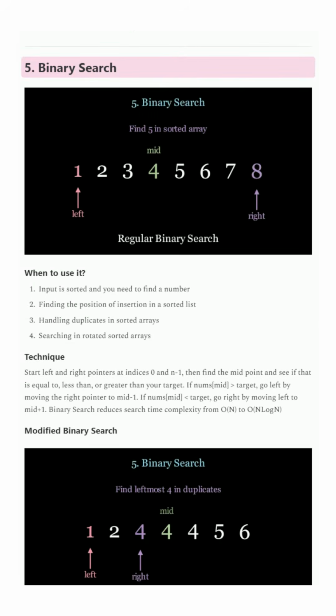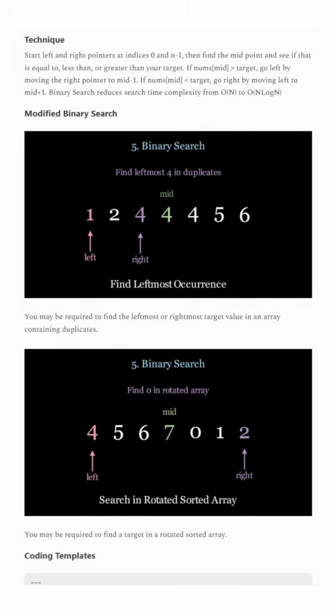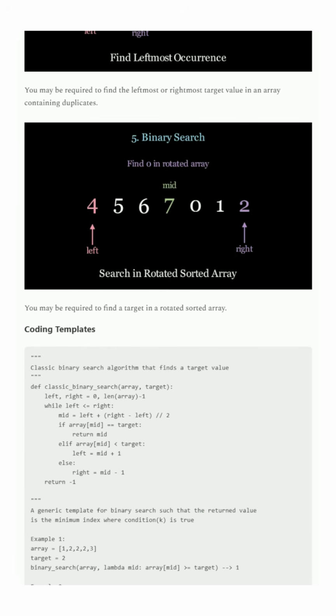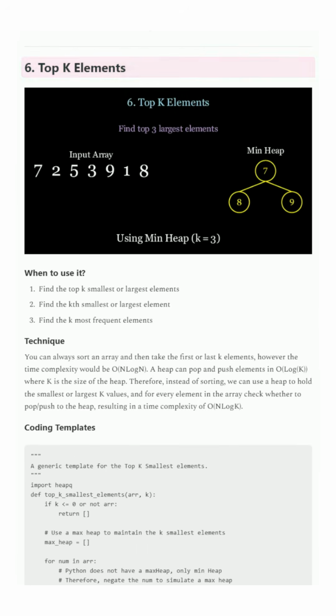After that, we have binary search, but also modified binary search, where you need to find either the leftmost or rightmost occurrences, but also search in rotated sorted arrays. After that, we have top k elements, where you need to find the top k smallest or largest elements in a list.